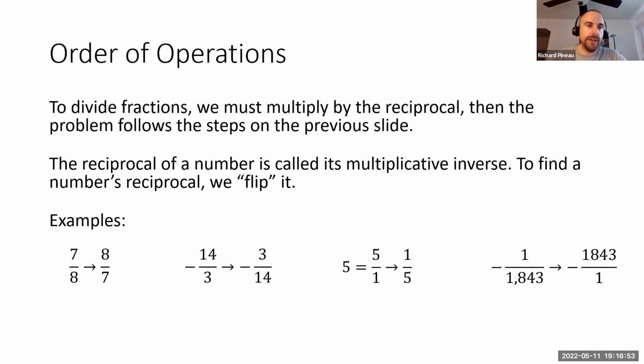Here's a few examples. 7/8, its reciprocal is 8/7. Do you see what's happening there? The denominator goes into the numerator and the numerator becomes the denominator. This process does not discriminate if you have a negative sign. In fact, the negative sign just comes along for the ride. So -14/3 has the reciprocal -3/14. What about 5? Well, we need to convert 5 to a fraction. That's easy, 5 over 1. We flip that, we get 1/5. And then you see another example there with a bigger number, 1,843. The process is pretty much the same.